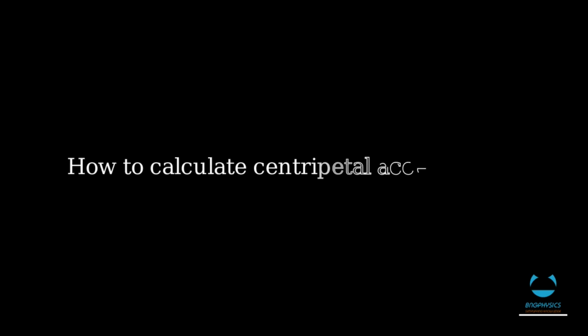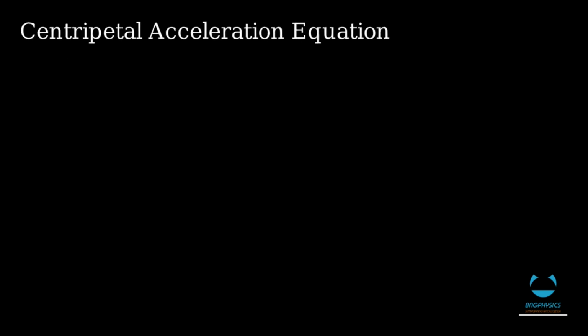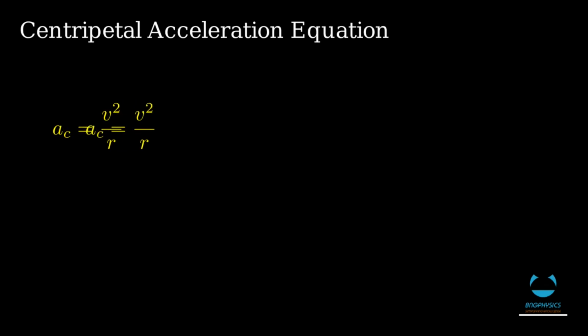Moving towards how to calculate centripetal acceleration, basically, centripetal acceleration could be calculated using the following formula. Centripetal acceleration equals linear velocity v squared over r, where r is the radius of the circle. But this is not the only equation we can use to calculate centripetal acceleration. There are another two equations. Here is how we derive them.